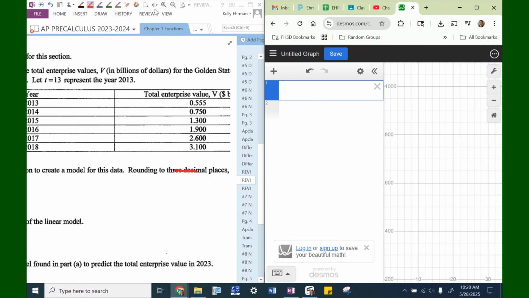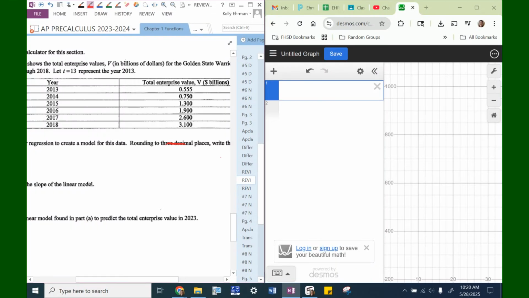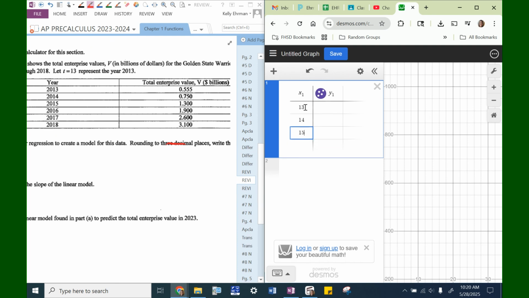So reminder on how we enter this table into Desmos. You go to the plus sign and click table. And we're going to type in not 2013, but 13, 14, 15. It even gets smart and starts typing things in for me. So I just hit enter on those. And then carefully type in the numbers.